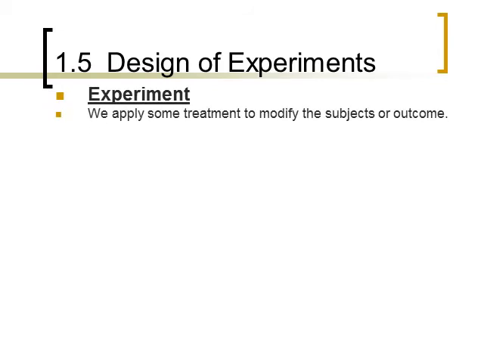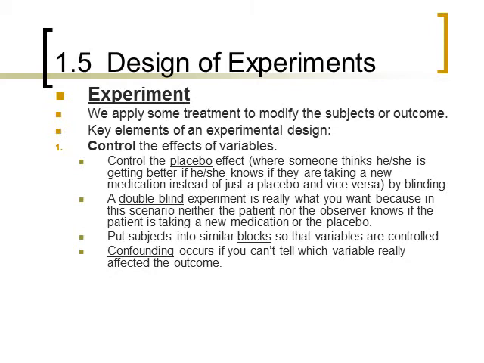Now an experiment's pretty obvious. In an experiment, we apply some type of treatment to modify the subjects or the outcomes. And so when we set up an experimental design, we want to try to control the effects of the variables. And there's something called the placebo effect. The placebo effect is where somebody thinks that they are getting better because they know that they're taking the medication or they're taking the drug that's being researched instead of just a placebo, and vice versa.